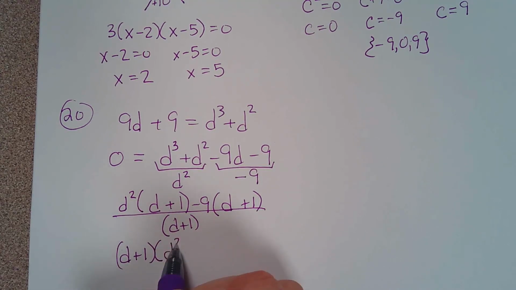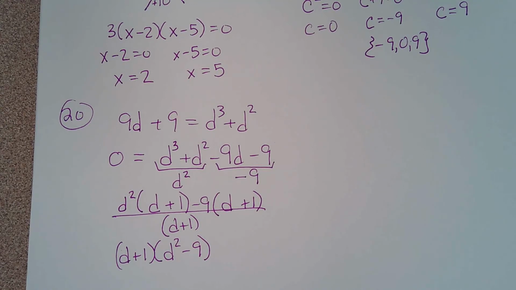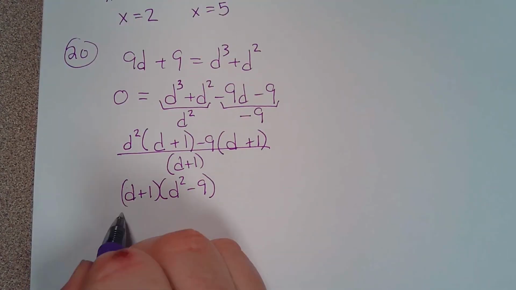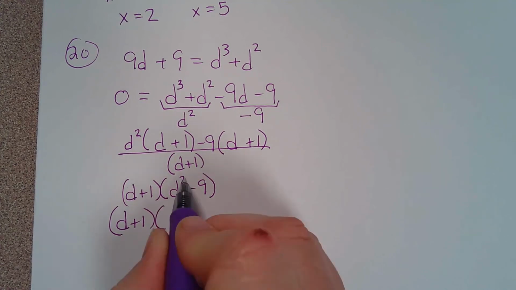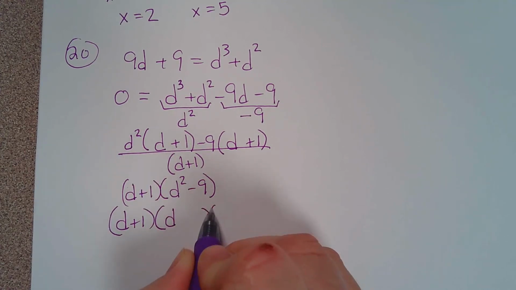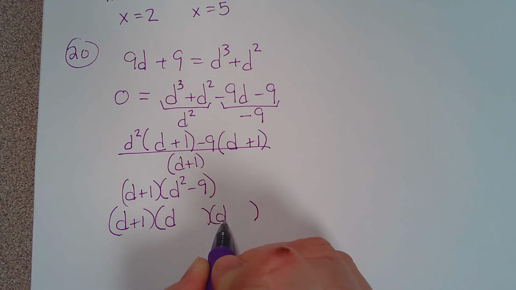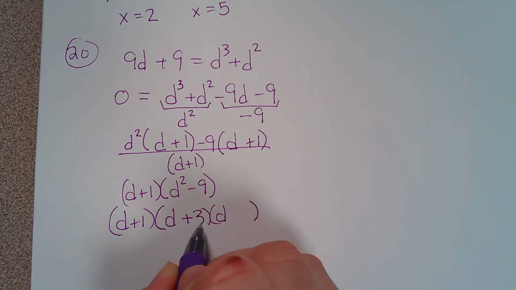Now, normally we would stop here, but if you notice in this answer, do you see that the d squared minus 9 is another difference of squares? Well, if this should happen, that means you have to go one more step. So let's rewrite the d plus 1 down one more time. And this is going to become d, because I do the square root of d squared in front of both, one positive 3 and one negative 3.